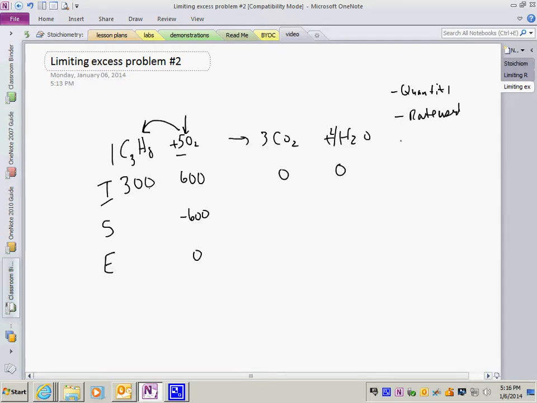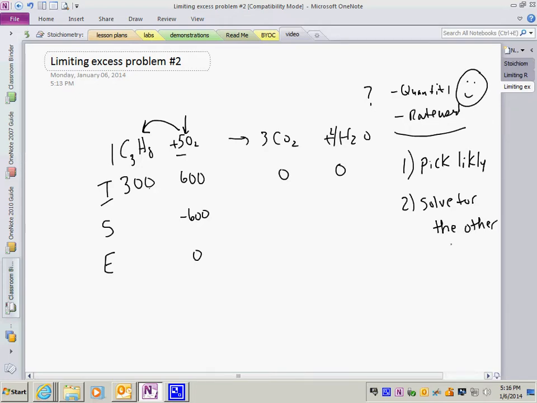So step 1, think about this a little bit. Okay? Can you figure it out before you even do any math? If not, step 1, pick likely, okay, and then 2, solve for the other or any other reactant. Okay. Now, as I do that, again, as I show this arrow here, it's pertinent that you realize that that's the stoic ratio. That arrow means the stoic ratio, 5 to 1. So let's do some math here. Okay. Give myself a little bit of room here.